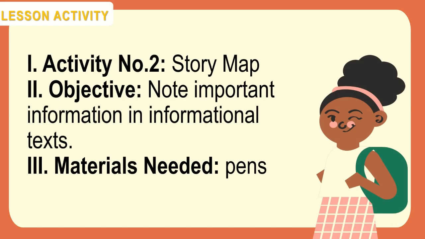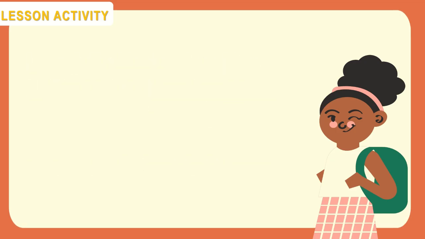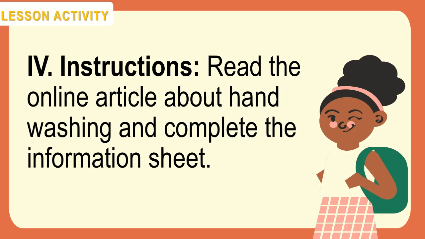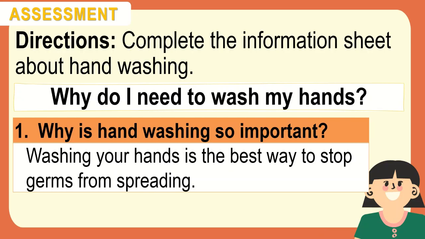For activity number 2, let's have a story map. Objective: note important information in informational text. Materials needed: pens. Instructions: read the online article about hand washing and complete the information sheet. Why is hand washing so important? Washing your hands is the best way to stop germs from spreading.